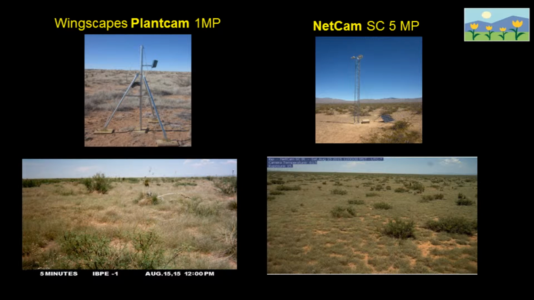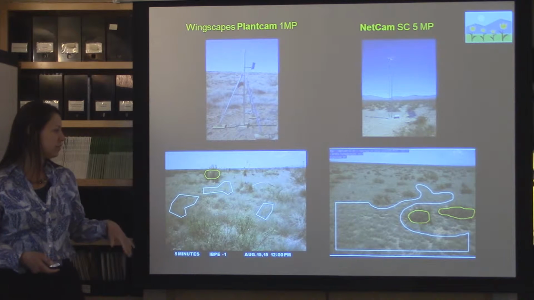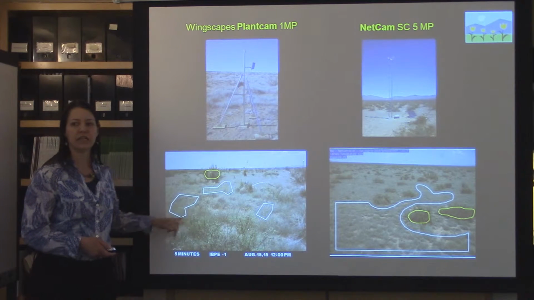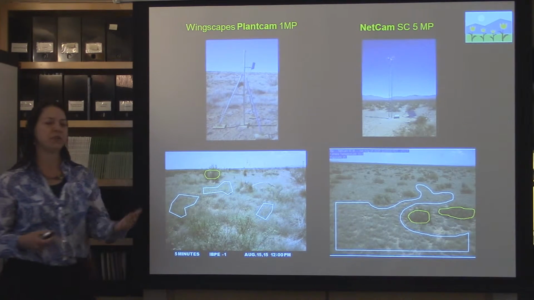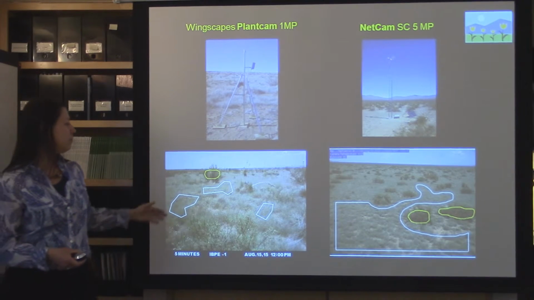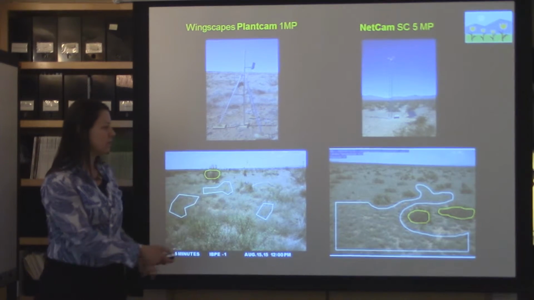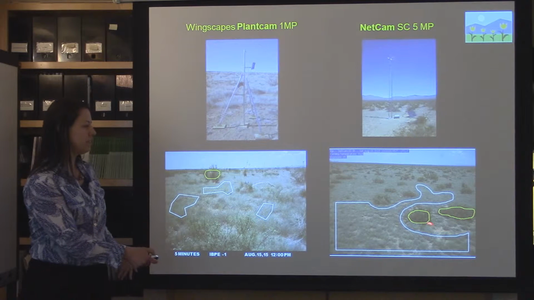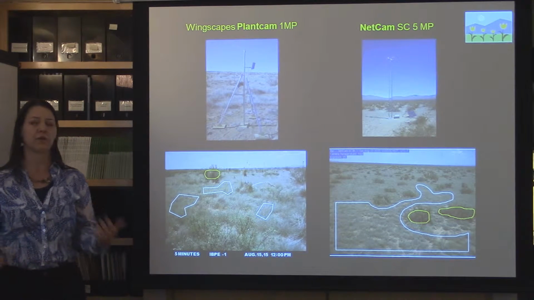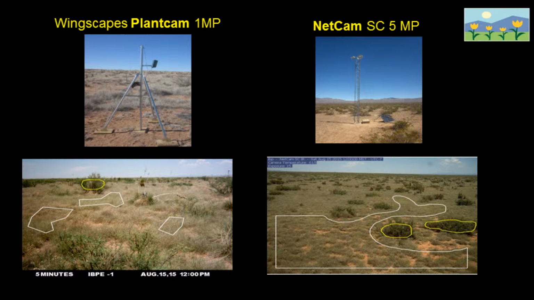And what we've done to derive data from these cameras is identify areas in each image that correspond to the species of interest. So in this case, the mesquite is in the foreground of this image, and then the white represents black grama. So what I'm going to be showing you today are species-specific greenness patterns that we are deriving on a daily basis from these repeat red, green, blue digital images.